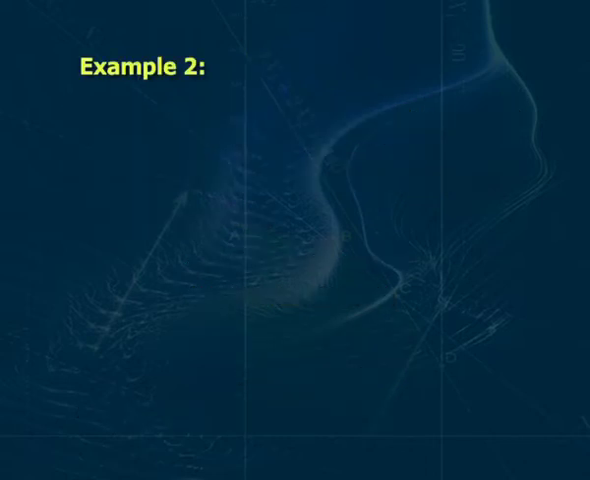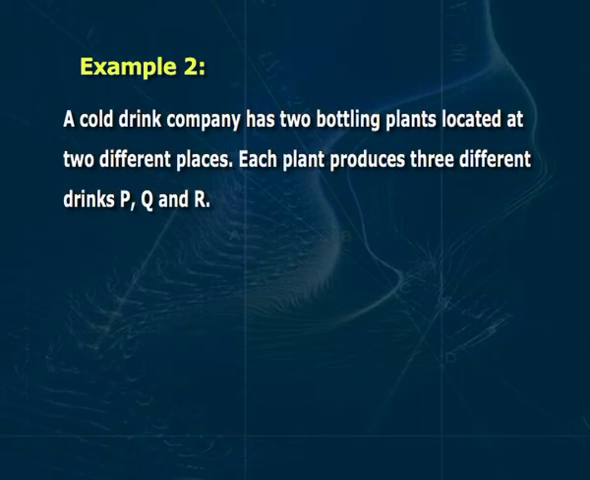Let us see now example 2. A cold drink company has 2 bottling plants located at 2 different places. Each plant produces 3 different drinks P, Q and R. The capacities of the 2 plants in number of bottles per day are as follows.